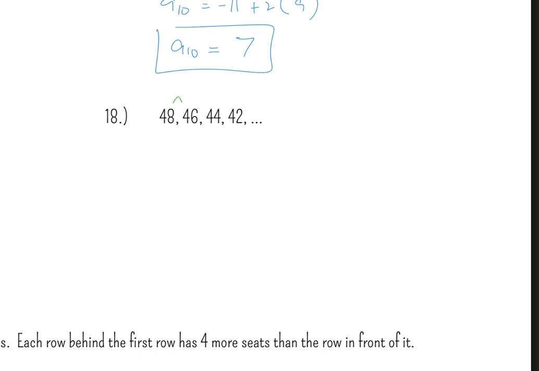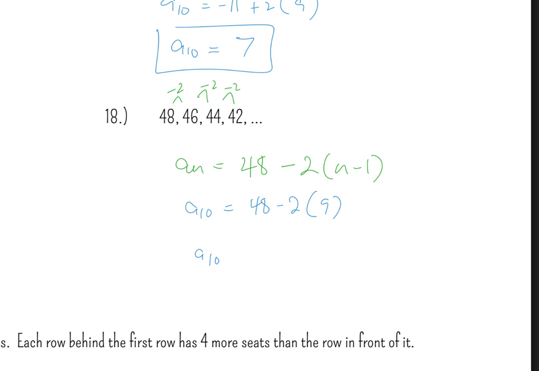18. We're going up by, down by 2. Down 2, down 2, down 2. So we have a sub n equals 48 minus 2 times n minus 1. A sub 10 equals 48 minus 2 times 9. That's 48 minus 18. That's 30.